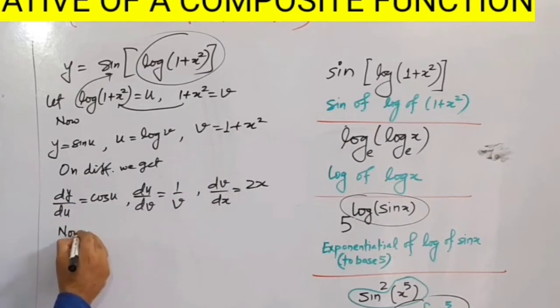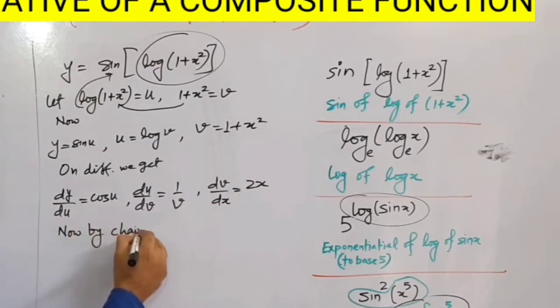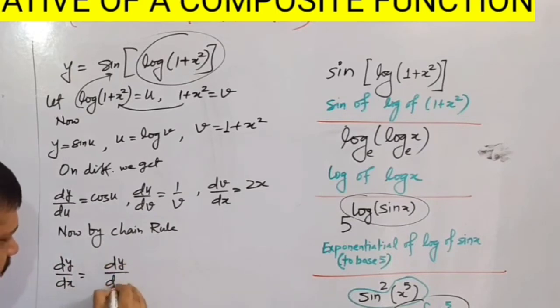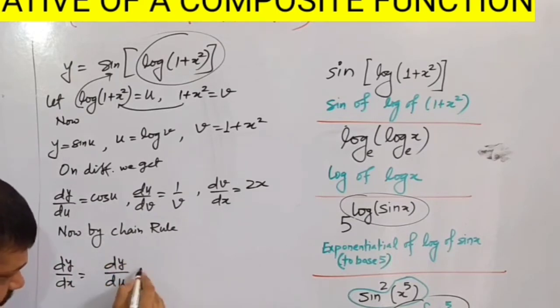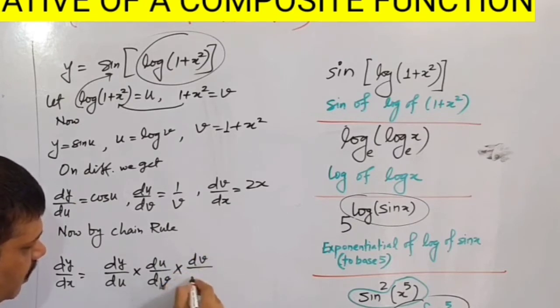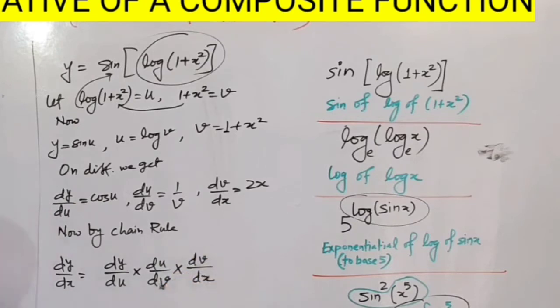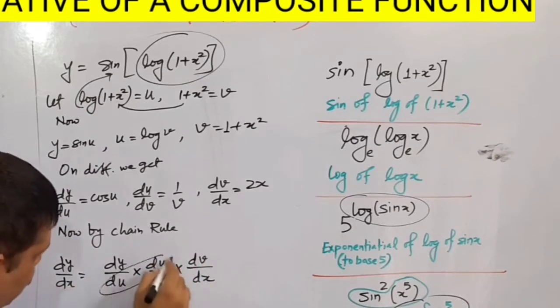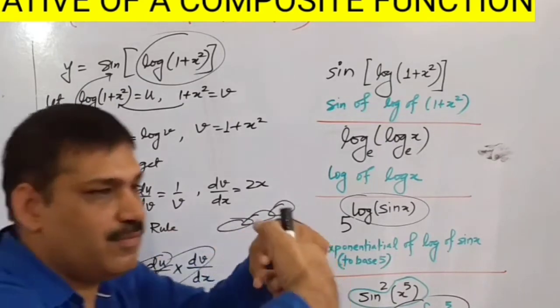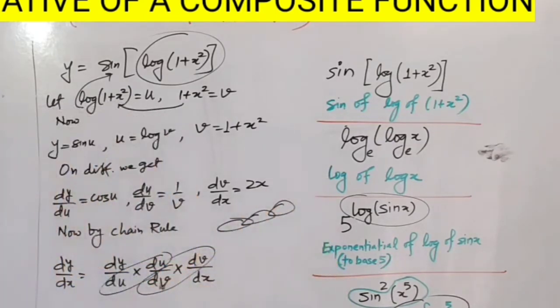Well, now by chain rule, we need dy by dx, that is the derivative of y with respect to x, which equals the derivative of y with respect to u, multiplied by the derivative of u with respect to v, multiplied by the derivative of v with respect to x. This makes a chain: u, v, x. You must have seen a chain. Likewise, this will make a chain. So this is the chain rule.